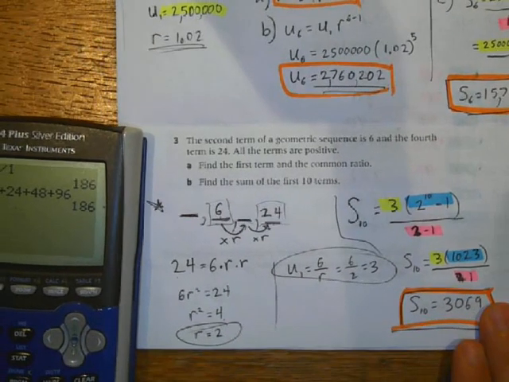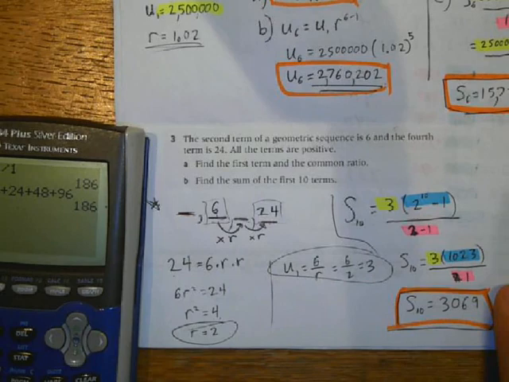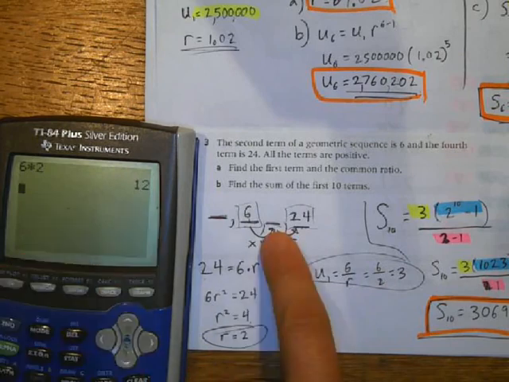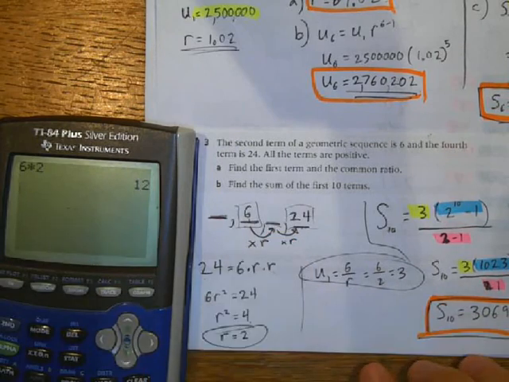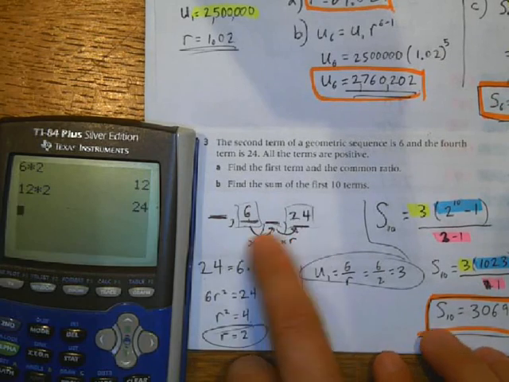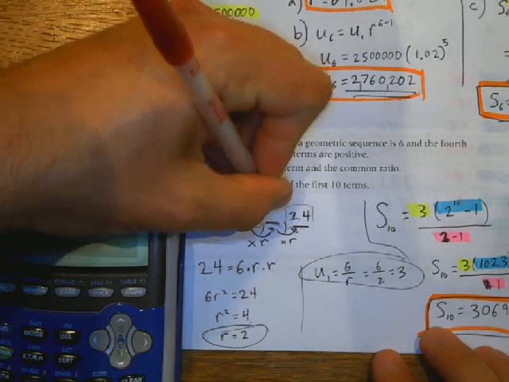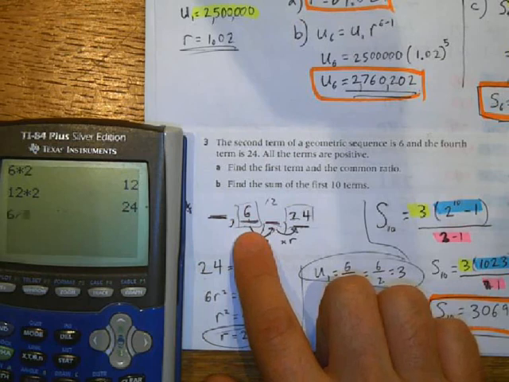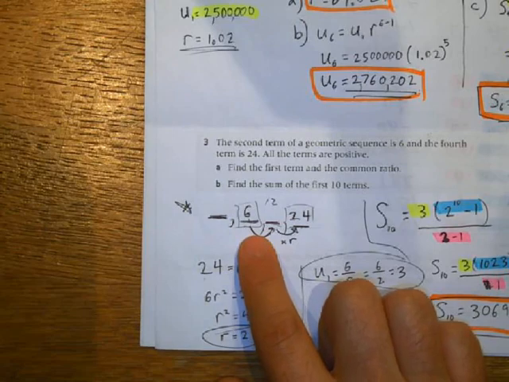So 6 times 2 gives me 12, and then 12 times 2, that's going to give me 24. So we know that this one here is 12. And to go the other direction, I have to divide by 2. So 6 divided by 2, this one here is going to be 3.